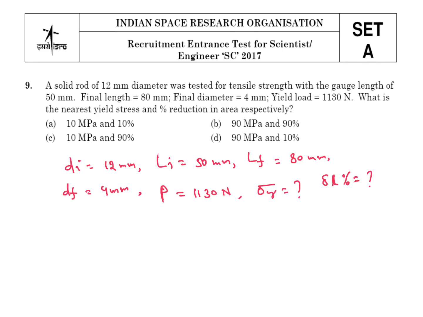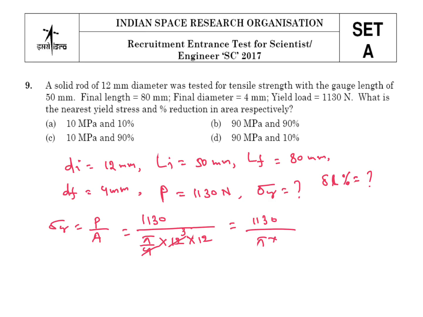So first sigma y we will calculate. Sigma y equal to P by area. So 1130 divided by pi by 4, 12 square, 12 into 12. 1130 divided by pi into 3 into 12. If you solve this one, you will get 10 megapascal. So options B and D are not possible.